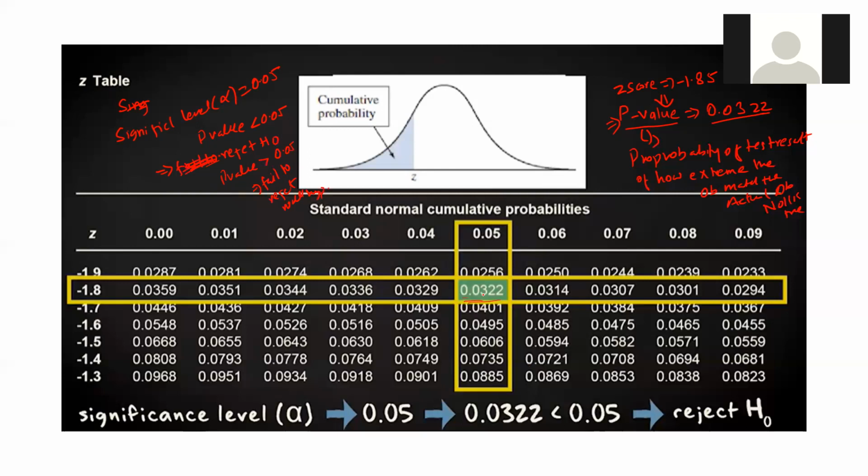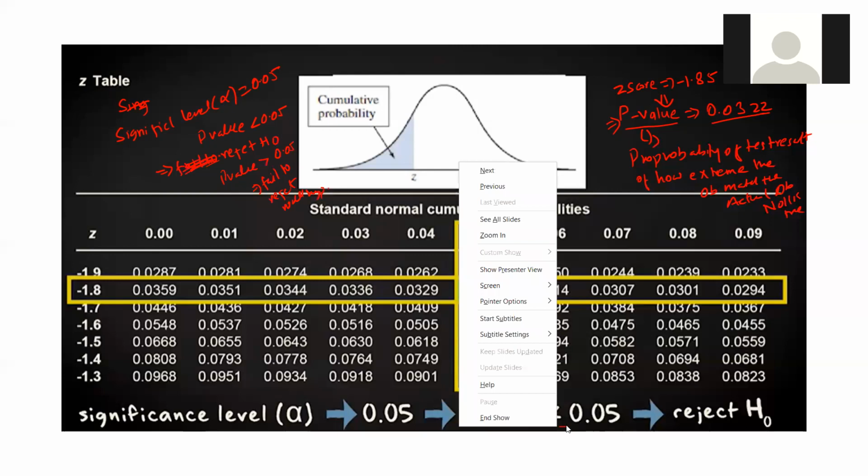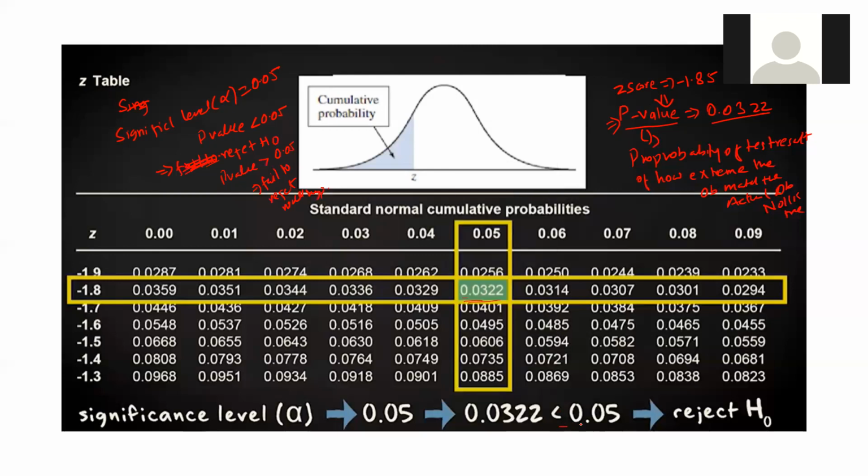So here what we have, your p-value is 0.03, which is less than 0.05, right? 0.05 is your threshold value, the level of significance. So we reject the null hypothesis here because it is less than 0.05.